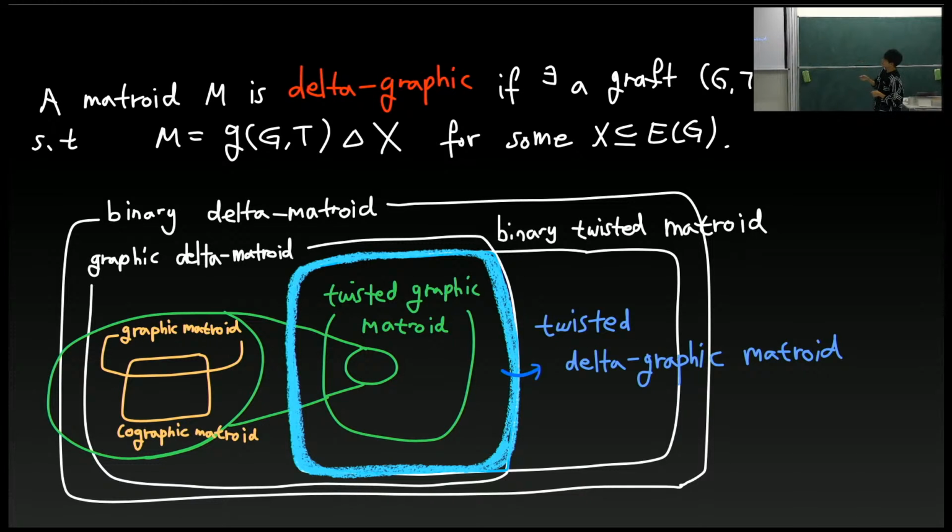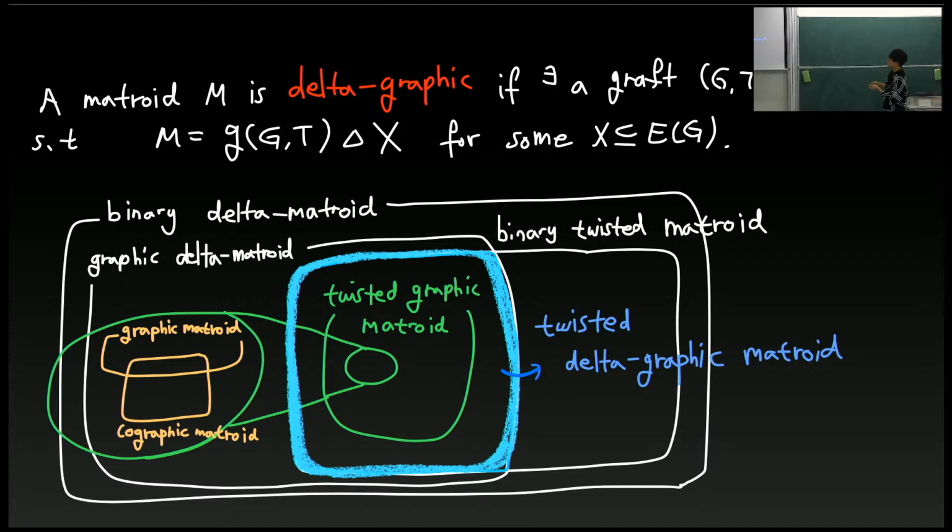By this definition, we can check that the class of twisted delta-graphic matroids, which means the closure of the class of delta-graphic matroids under the twisting operation, is exactly the same as the intersection of the class of graphic delta-matroids and binary twisted matroids. This also comes from the fact that a graphic delta-matroid is binary.